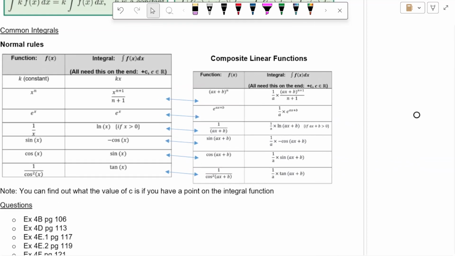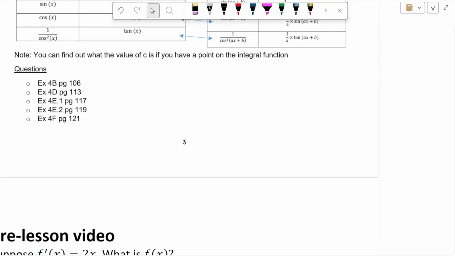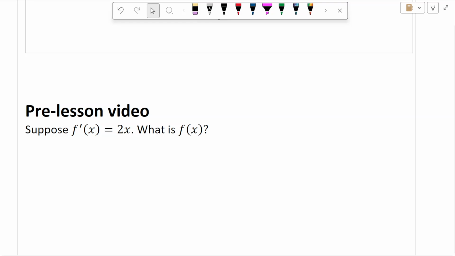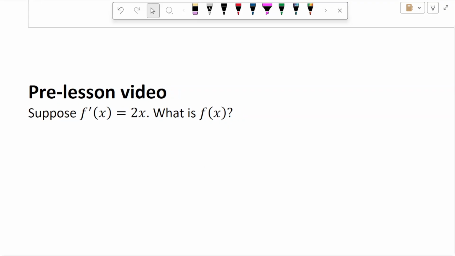But for now, we just have to practice these rules of calculating integrals. These are the same rules as your derivatives, they're just in reverse. Okay, so let's do an example first, but pretend we don't know any of those rules. f dash is 2x. What was the original function?